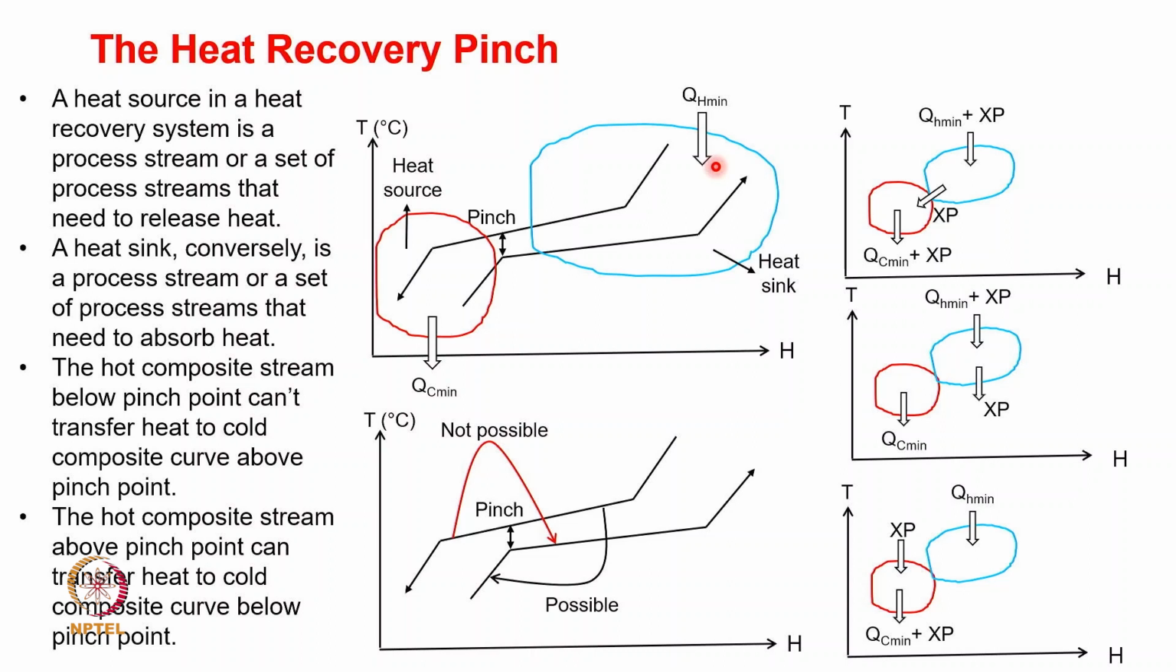The hot composite stream below the pinch point. So, the pinch point is where you see the delta T minimum. The hot composite stream below the pinch point can transfer to the cold composite curve above the pinch point.